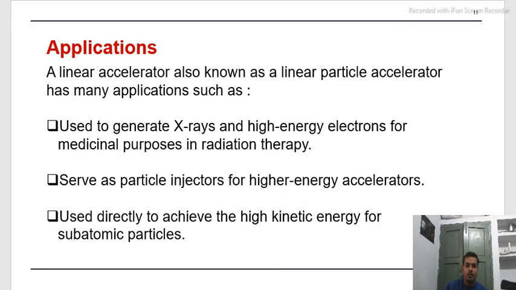Lastly, we will discuss applications. Here are some applications of LINAC. First, LINACs are used to generate X-rays and high energy electrons for medicinal purposes in radiation therapy. They also serve as particle injectors for high energy accelerators. LINACs are also used directly to achieve high kinetic energy for subatomic particles, and using these high energy subatomic particles we can demonstrate various particle experiments.